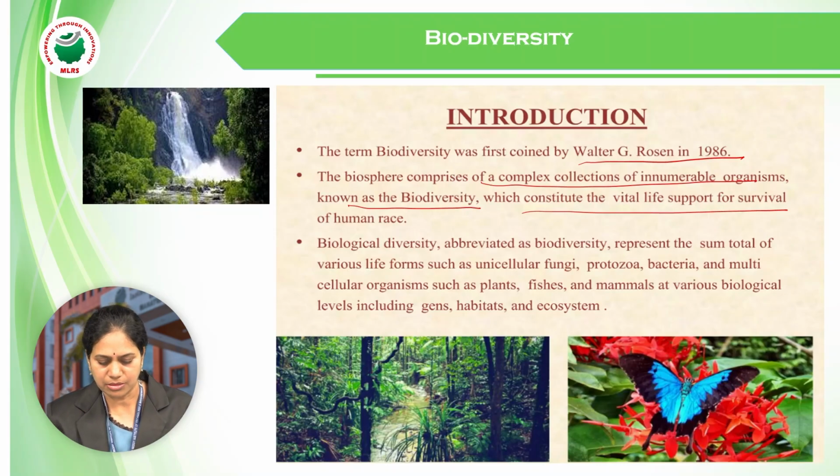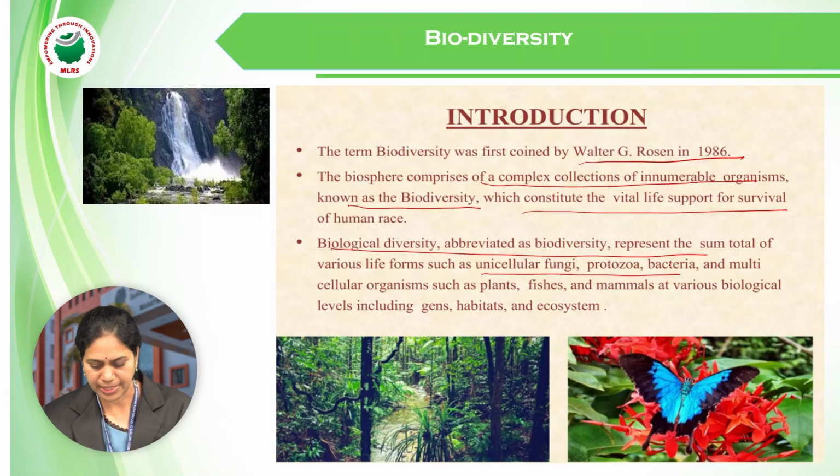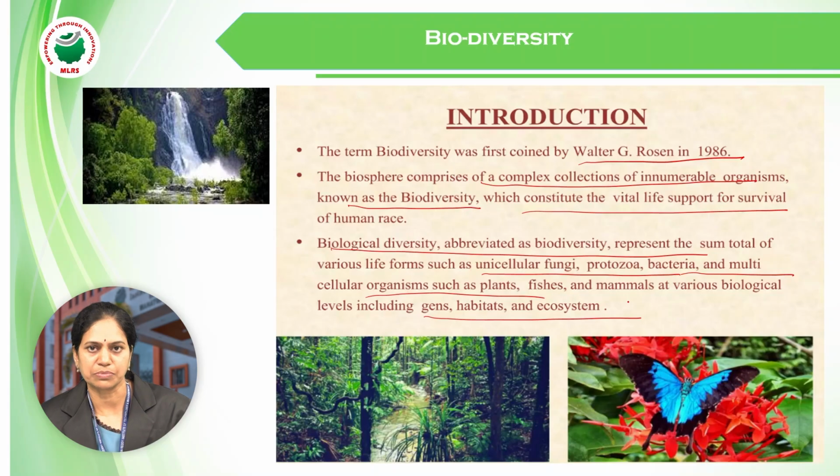So here, biodiversity, abbreviated from biological diversity, represents the sum total of various life forms such as unicellular fungi, protozoa, bacteria, and multicellular organisms such as the plants, the fishes, and the mammals at various biological levels, including genes, habitats, and the ecosystems. So that is what we mean by biodiversity. Numerous species and numerous living components are involved in this biosphere.